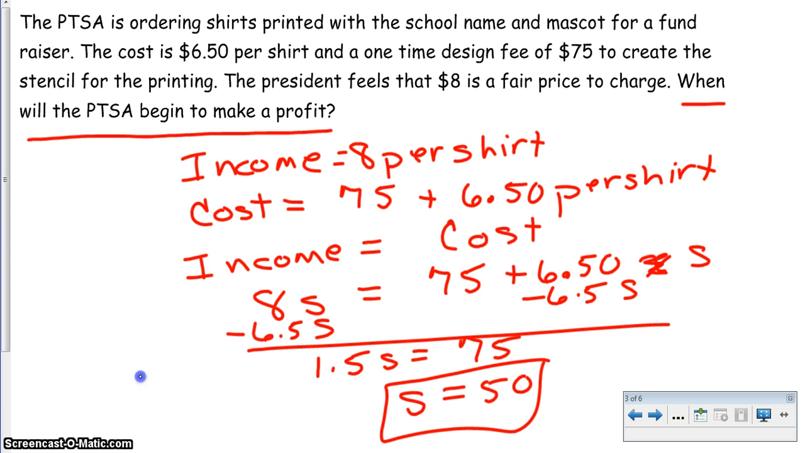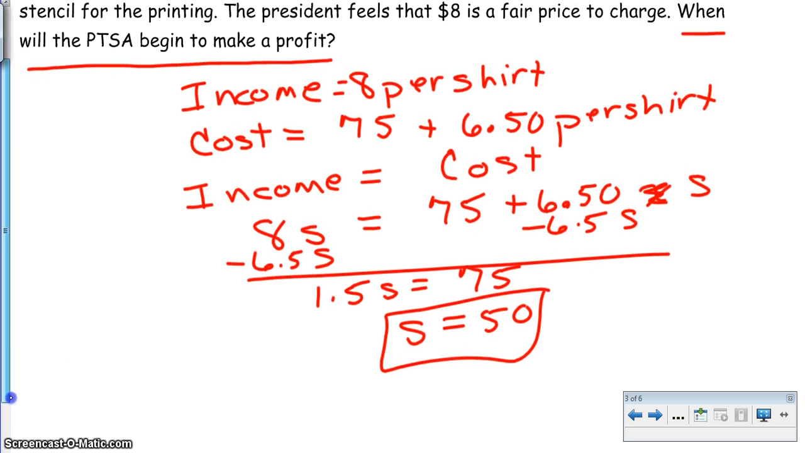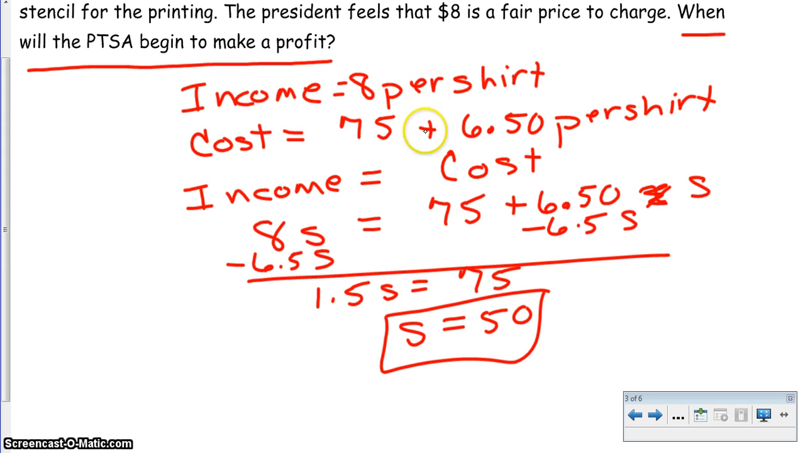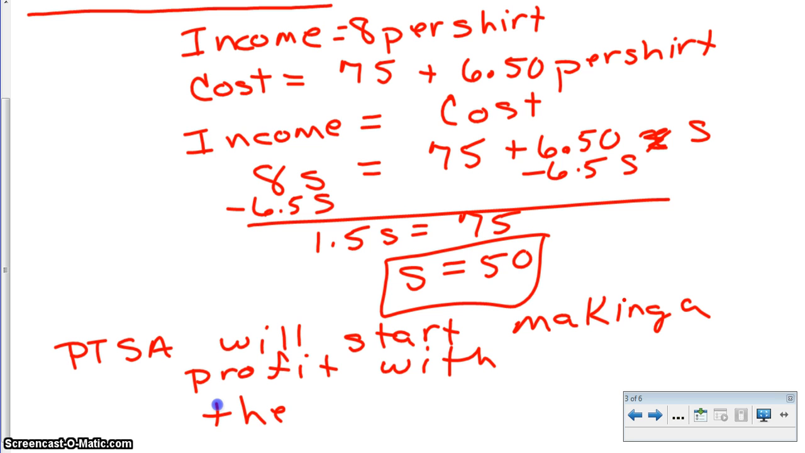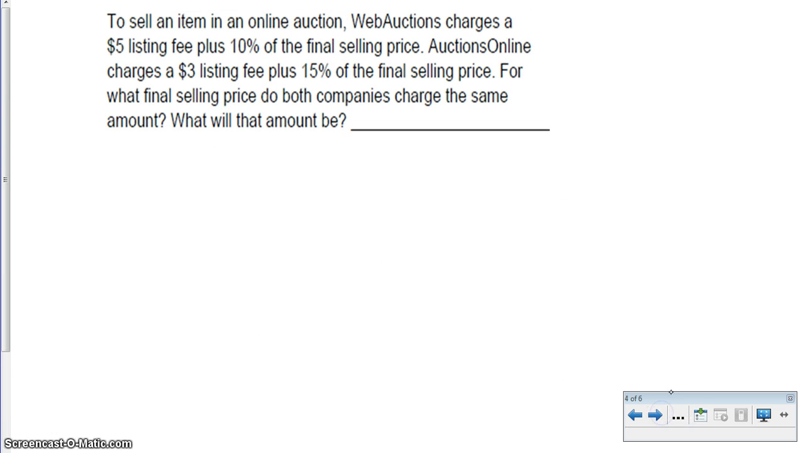But ladies and gentlemen, that's the break-even point. That's not what I want. When will they begin to make a profit? Well, ladies and gentlemen, the PTSA will start making a profit with the 51st shirt. So hopefully they'll be able to sell a lot of shirts at that point.